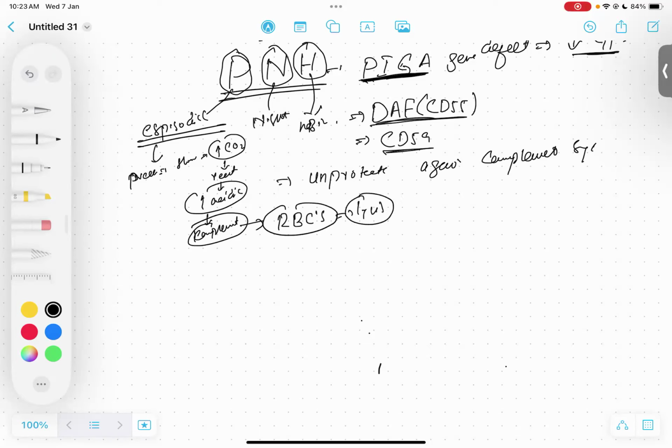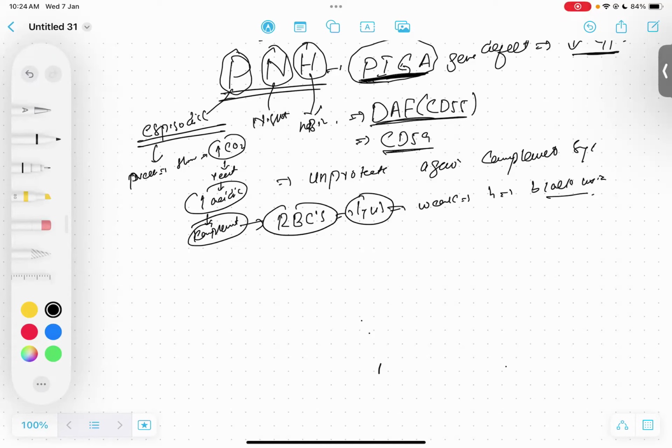So when the patient wakes up in the morning, he will have black urine. This is called hemoglobinuria, and remember that it does not occur in all patients. It usually occurs in those patients who have a deficiency of the PIG-A gene. Okay, doctors?